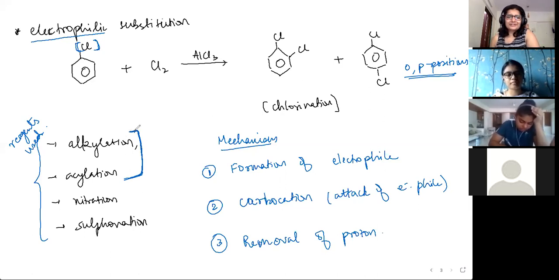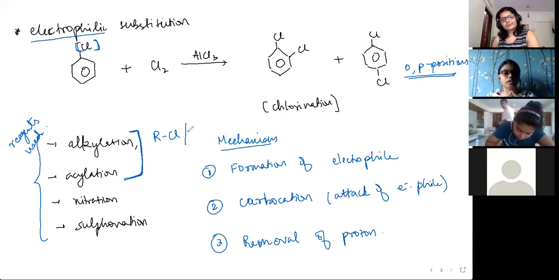So what do you use here? For acylation I'm not so sure, but for alkylation, you use an alkyl chloride, and as a catalyst you use a Lewis acid, which can be AlCl3 or FeCl3. You need Cl minus to go away so that you get R plus as your electrophile.